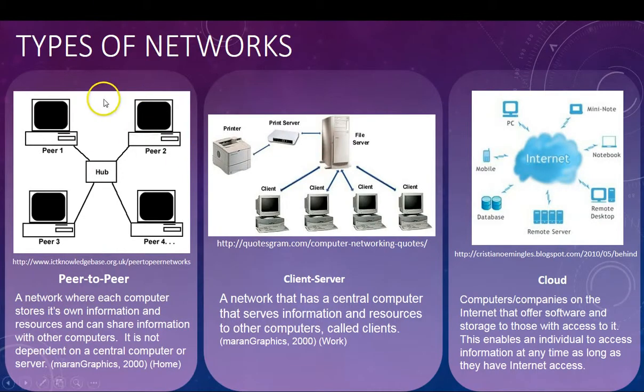There are different types of networks. We have a peer-to-peer. This is where each computer stores its own information and resources and can share information with other computers. There's not a central computer or a server that holds that information in the middle where each computer can get it. Each one holds its own. But they can talk to each other. Like in this example, peer 1 can talk to peer 2 can talk to peer 3 or 4. It makes it very simple.